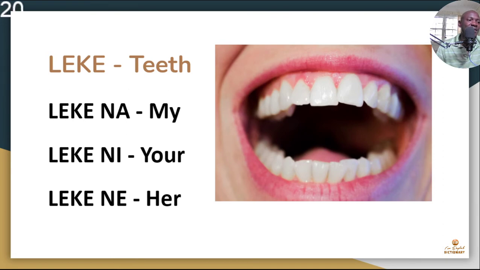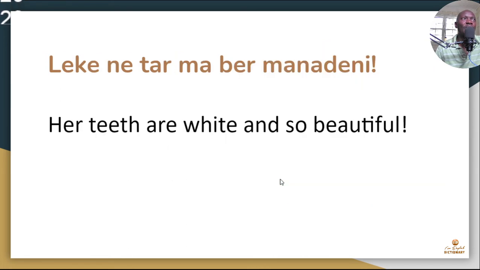In a sentence, you can say, leke ne tar maber manadeni. So her teeth are white and so beautiful. Tar is associated with being white and clean, okay?